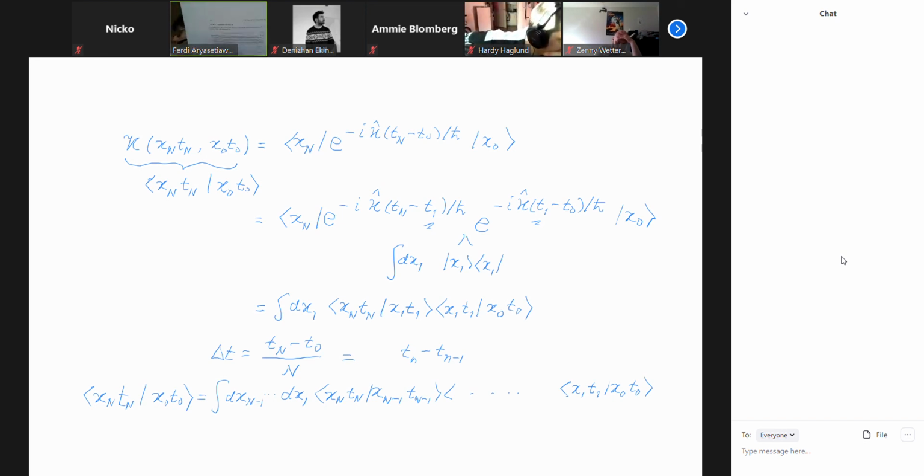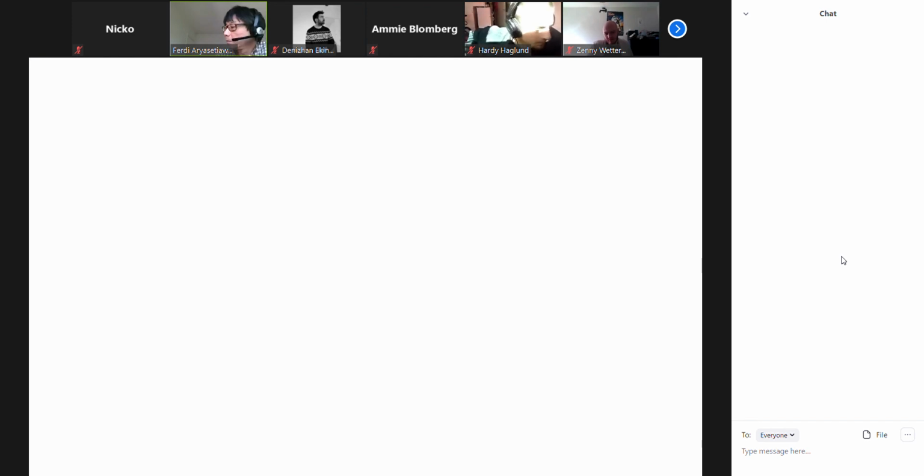Now the problem though is how do we calculate these integrals here? So the main task, the main problem, is to compute these matrix elements between the Heisenberg state x and tn and the neighboring one, like that. So what is this matrix element? So if we know this, then we can compute the propagator as the sum over all the possible paths.